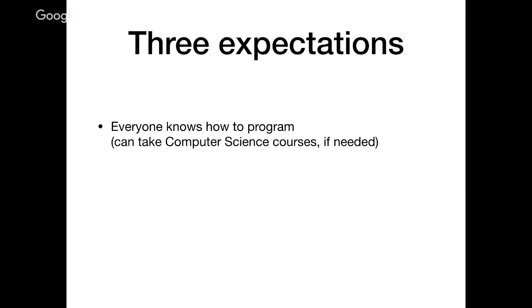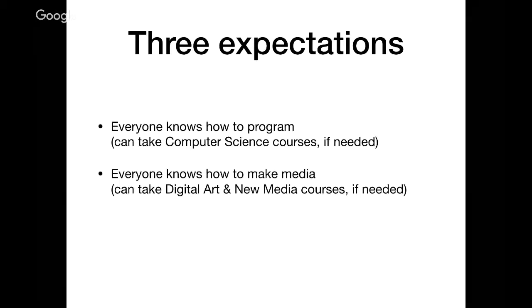Then there are three expectations. One is we expect everyone knows how to program by the time they're doing their major work, right? This would be the master's thesis or the PhD dissertation. So if you need to know more about how to program, you can take computer science classes, and of course, there are other ways to learn.